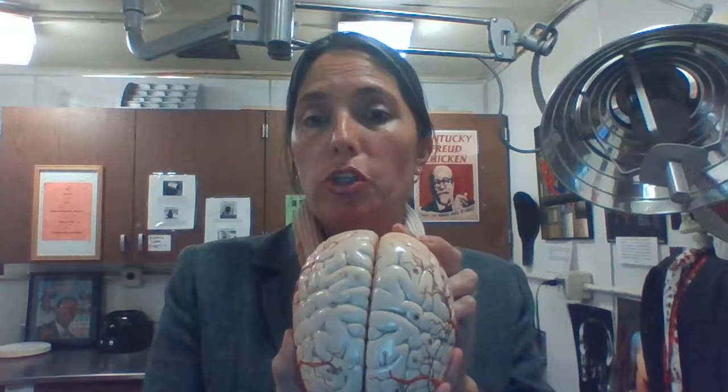First, I have this model of the human brain, and this is actually a model that is very similar in size to an actual human brain. And if we look at it, we can see that there are two hemispheres. The hemispheres are connected with a connective tissue called the corpus callosum.